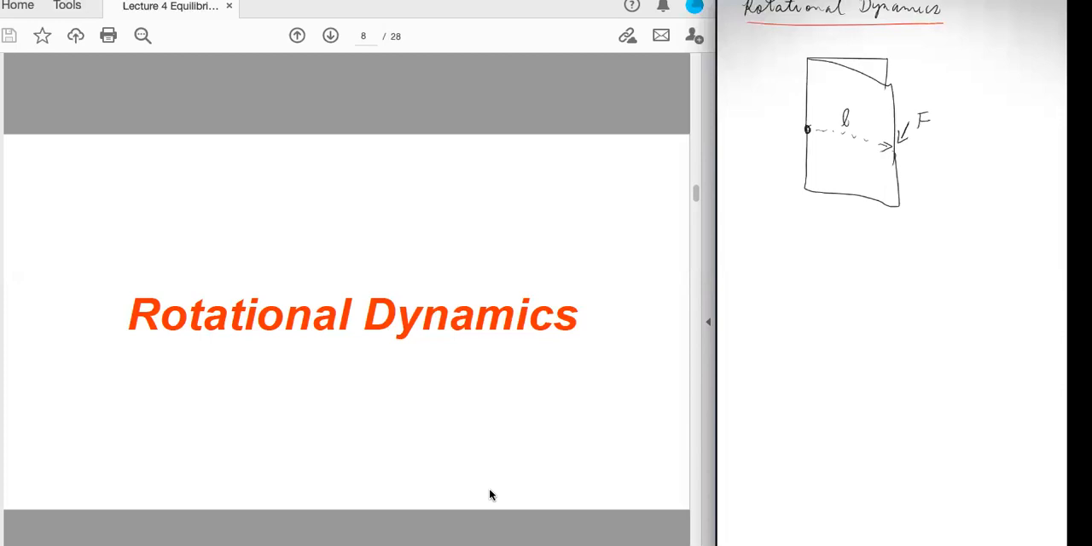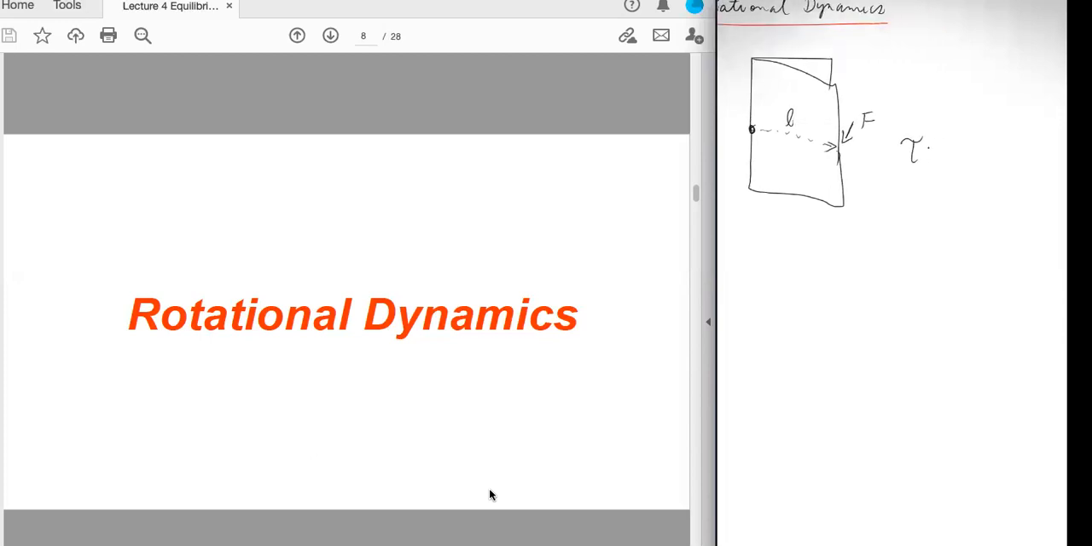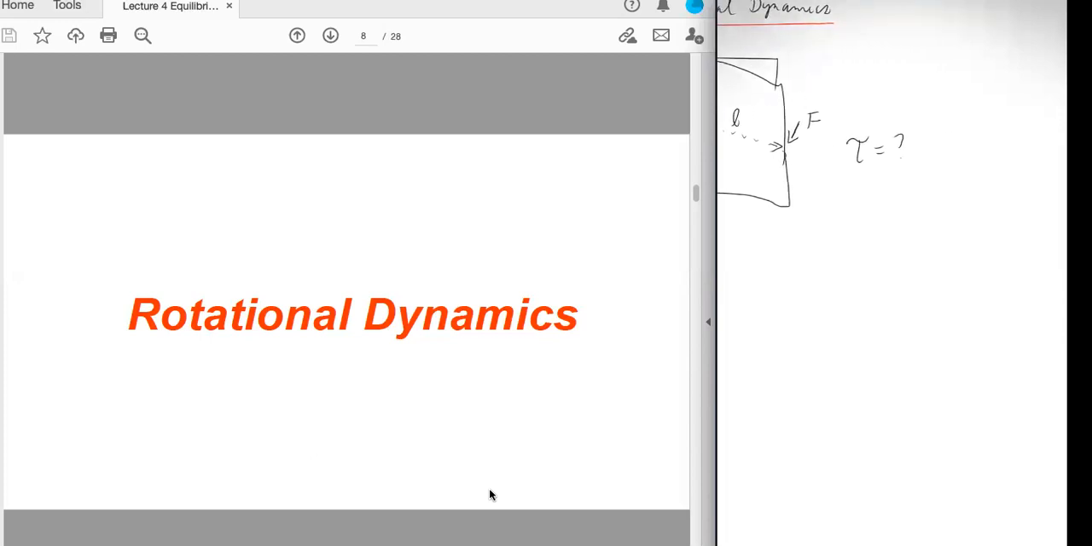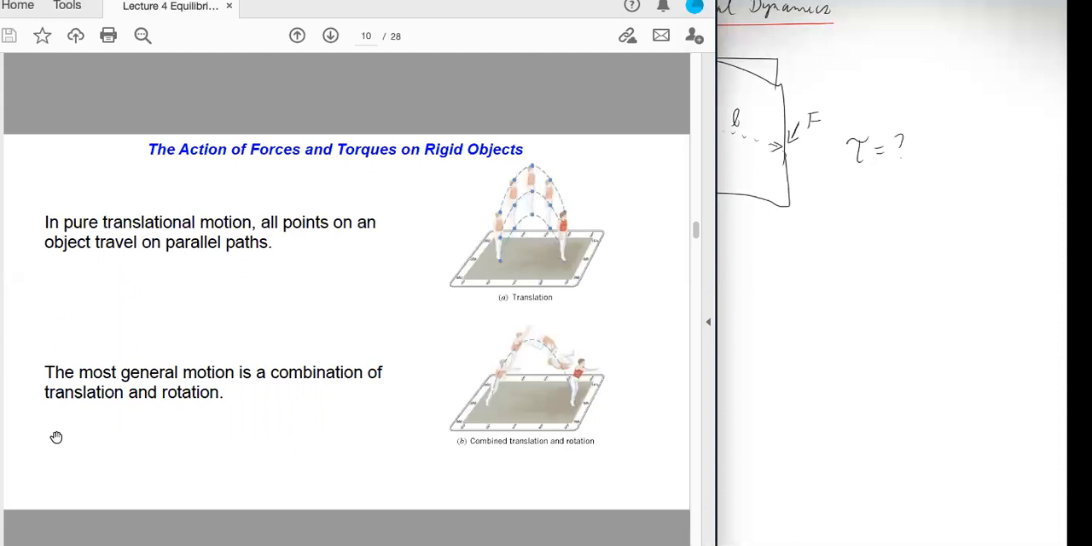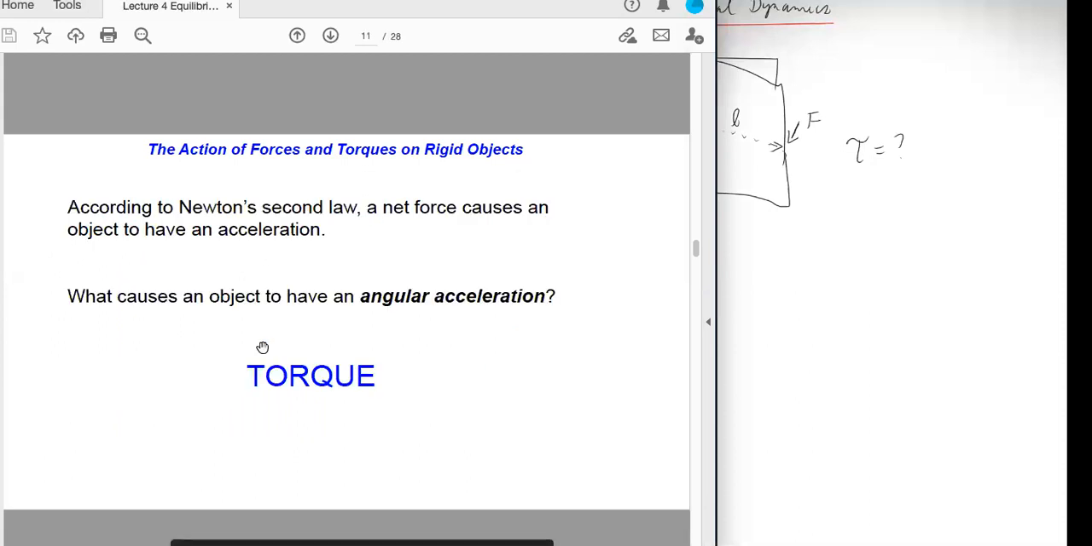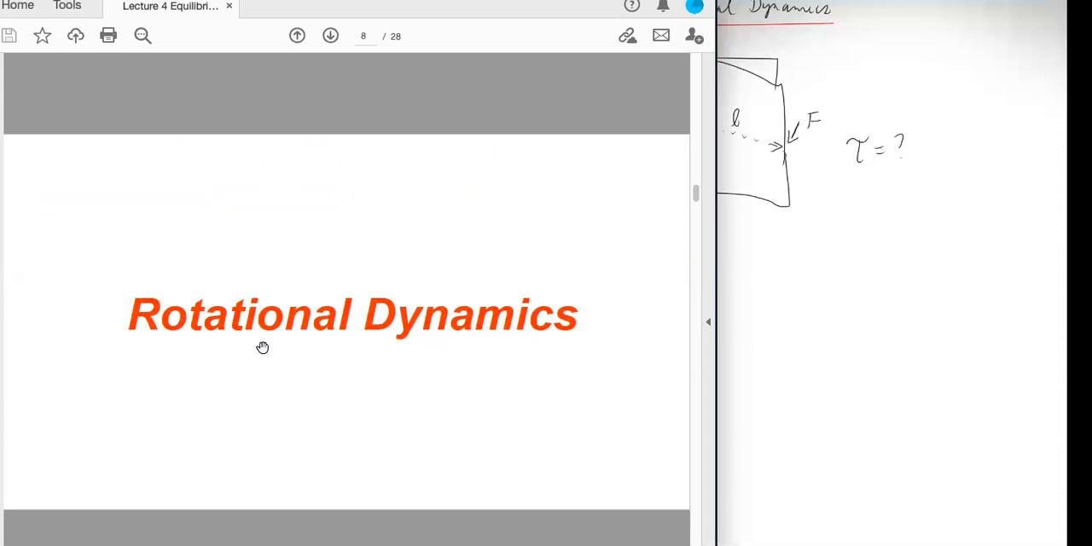Now, meron tayong tinatawag na torque, the tendency of the force to cause rotation. Hindi siya twerk ha, torque. Ito yung spelling ng torque. Yan, si torque. Hindi twerk. Okay? So, anong relationship niya?